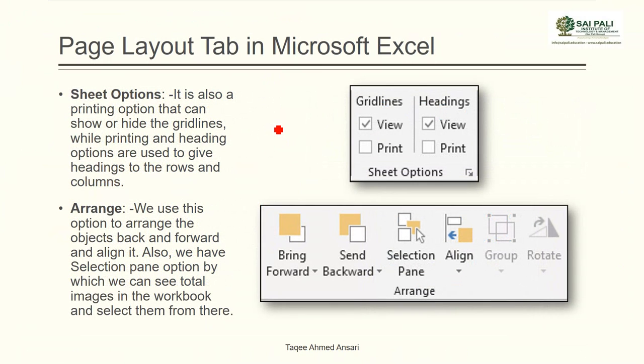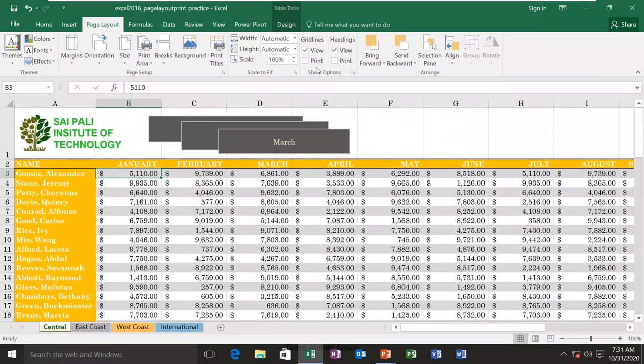Then the next group is the sheet options group. It is also a printing option that can show or hide the grid lines while printing, and headings options are used to give headings to the rows and columns. So as you see here in this group, by default these options are always selected: grid lines and headings.